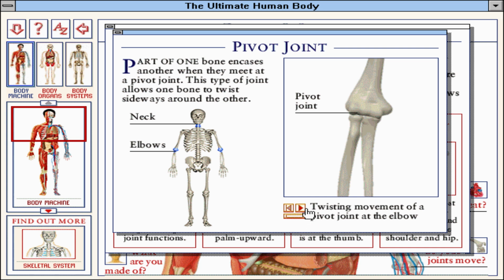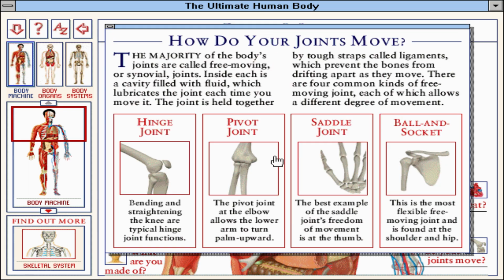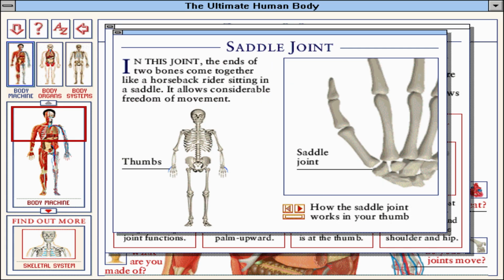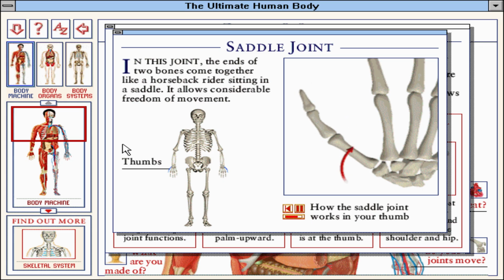Pivot joint. A pivot joint allows one bone to move around the other from side to side. Saddle joint. A saddle joint provides backward and forward movement, in addition to sideways movement.